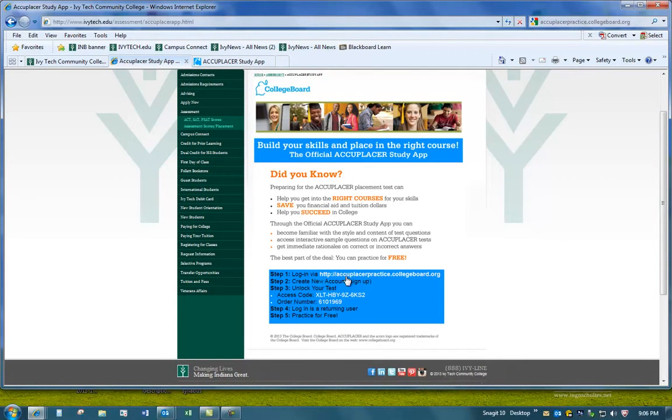We are all using the exact same login, accuplacerpractice.collegeboard.org. We are using the same access code and the same order number. And again, your teacher or your guidance counselor may have already given you this.